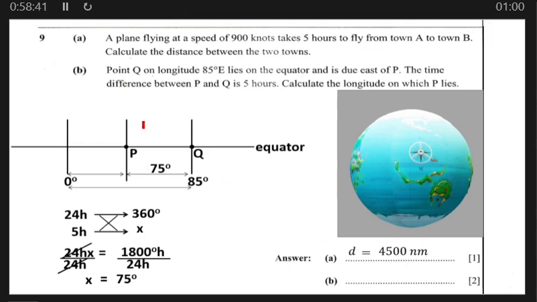However, between this point and this point, we have 75. So how do we know this? So just say 85 minus 75, which will be what? 10 degrees. All right? So it will be 10 degrees. So the answer is 10 degrees east. So this one is at 10 degrees east.